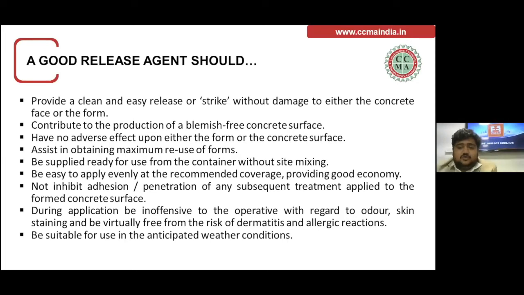There are also emulsified shuttering oils or demolding agents, where it comes as a concentrate and you have to dilute it with 5 parts or 6 parts of water. They are more in emulsified form.